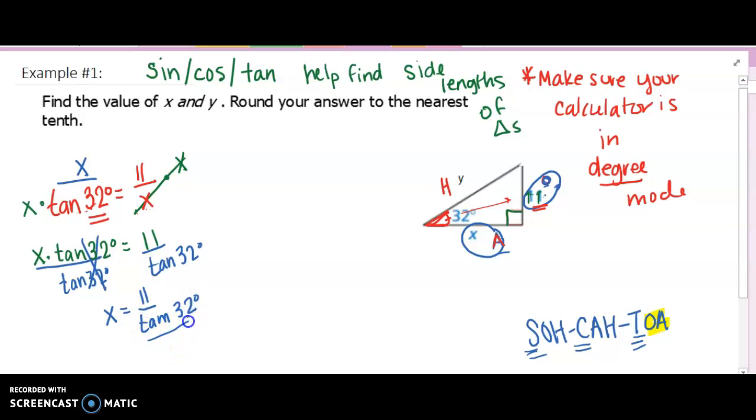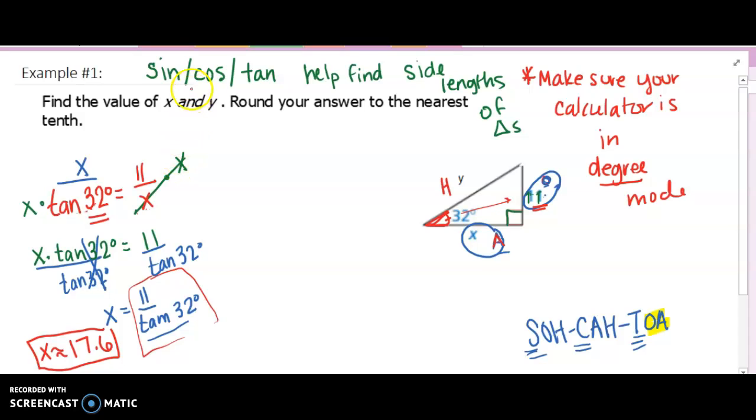Now remember, tangent 32 degrees is just a number. So all I'm going to do is put this in my calculator. So 11 divided by tangent 32 in my calculator, and I get roughly 17.6.